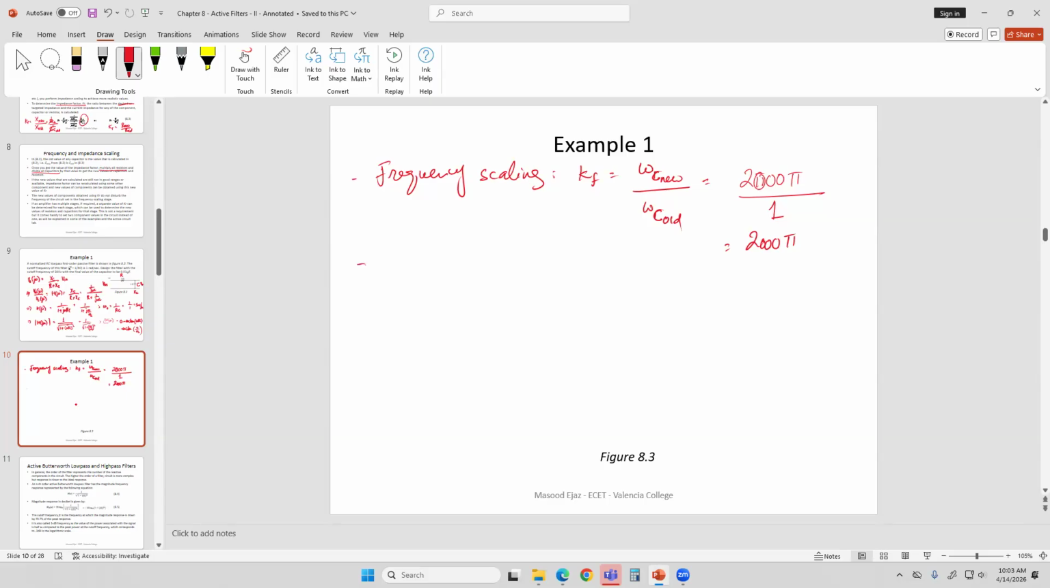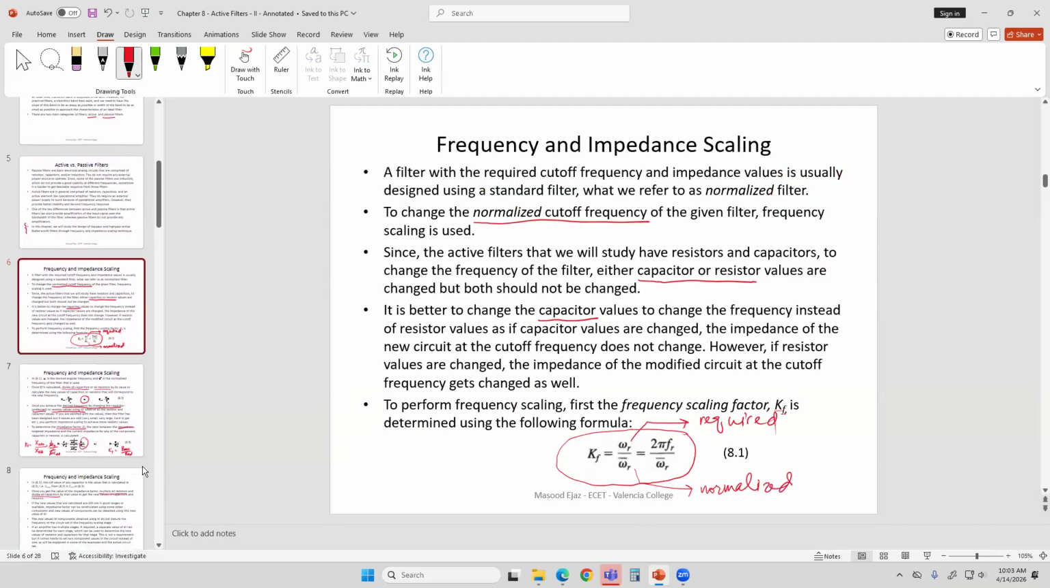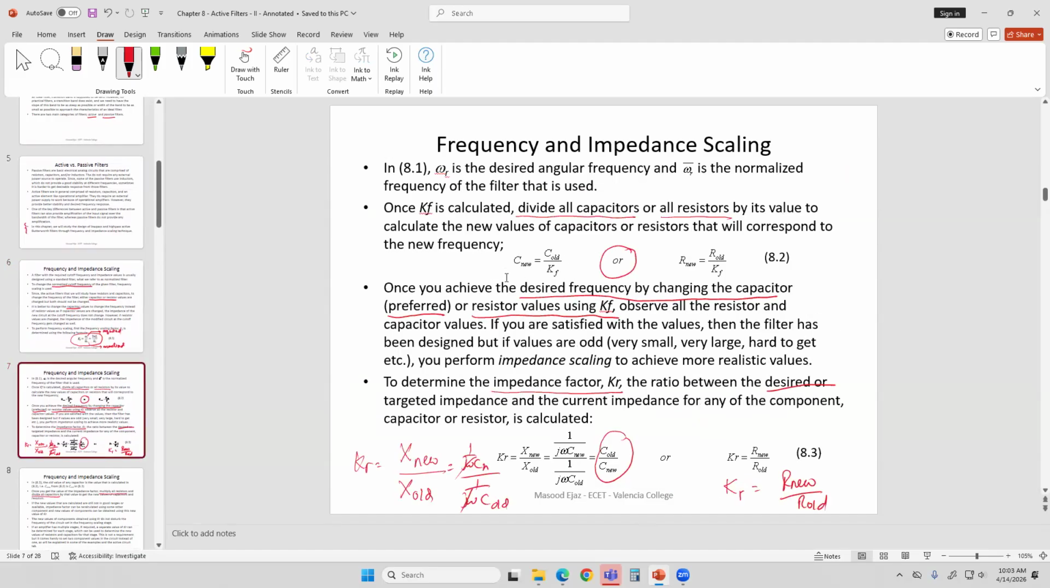You have to change either the value of the capacitor or the value of the resistor in the circuit using this kf. So let's go ahead and change the value of the capacitor. The new value of the capacitor is the old value over kf, and if you want to choose the resistor, you can do the same with the resistor. The new value of the resistor is the old value over kf. You can choose either the capacitor or the resistor, one of them only. Make sure you don't do both.